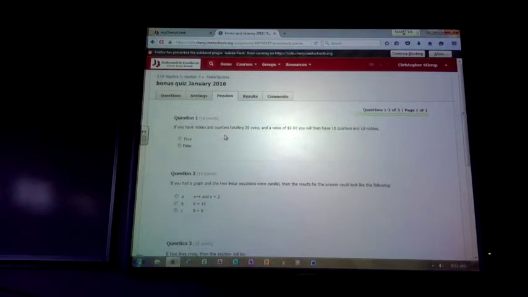If you have nickels and quarters totaling 20, a value of $2, then you'll have 10 quarters and 10 nickels. True or false? False. So now you have to figure out what the problem is. And I'm just looking for it to be in n equals, q equals. So you do the problem, okay?